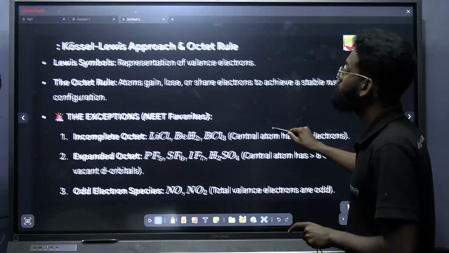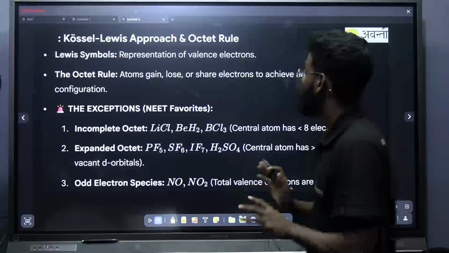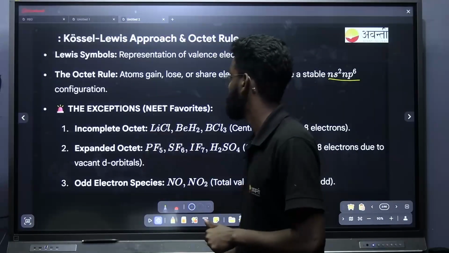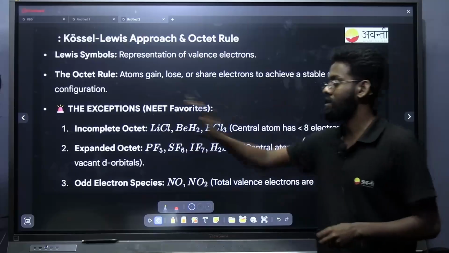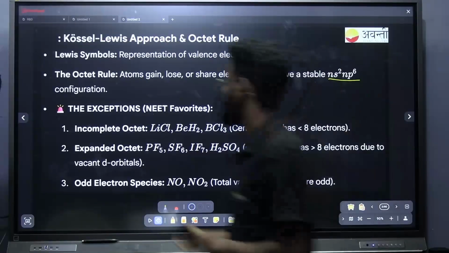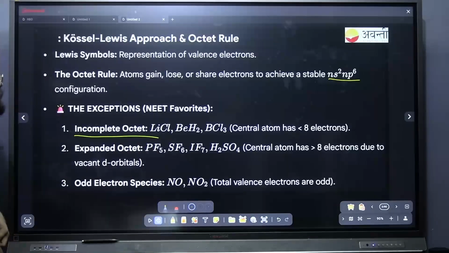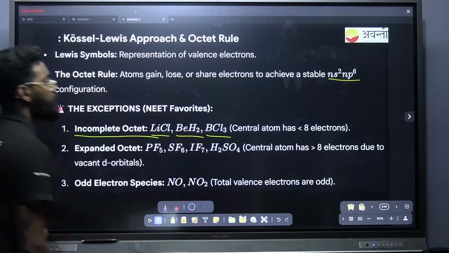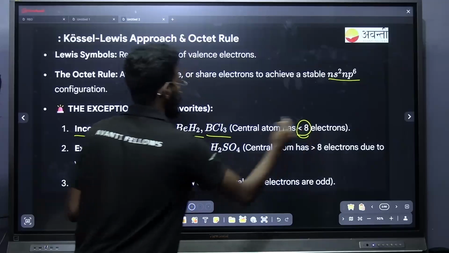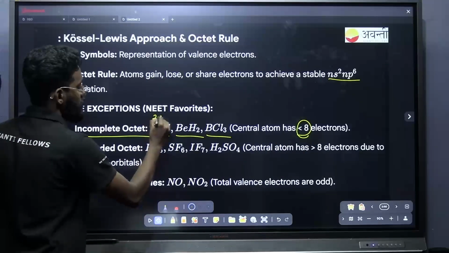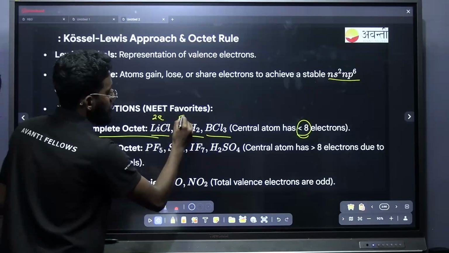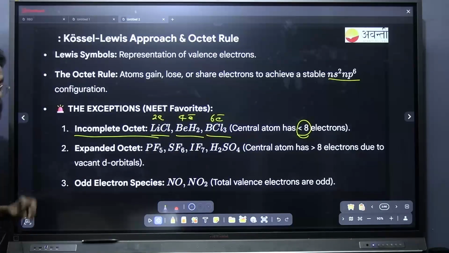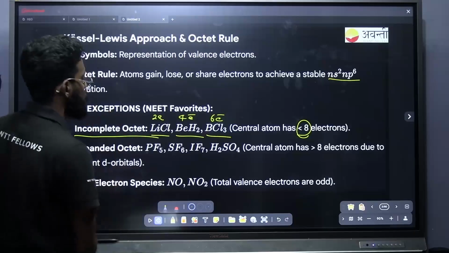Okay. In the octet rule, what is it? Atoms gain, lose or share electrons to achieve stable ns2np6. And the NEET favorite question is exceptions. What are the exceptions? Exceptions are incomplete octet. There are compounds which have incomplete octet like lithium chloride, beryllium hydride, boron chloride. These have less than 8 electrons. Lithium chloride has 2 electrons, beryllium hydride has 4 electrons, boron chloride has 6 electrons. They are electron deficient species. Okay, and they are not following the octet rule, but still they are stable.